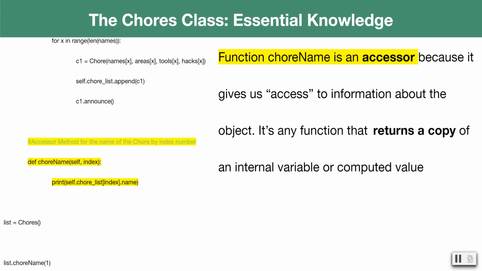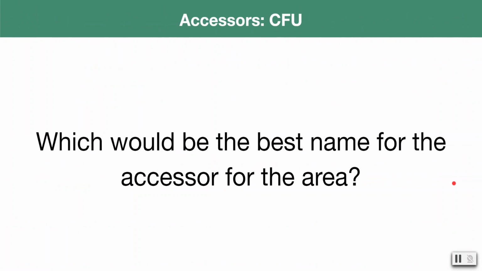Okay. Some more essential knowledge. Let's look at chore_name. So that's actually an accessor. It's called an accessor because it gives access to information about the object. Any function that returns a copy of an internal variable or computed value is an accessor. So it's just a type of function in the same way that an init is a constructor, and we'll be talking about different types of functions later. Question: which would be the best name for the accessor for the area?